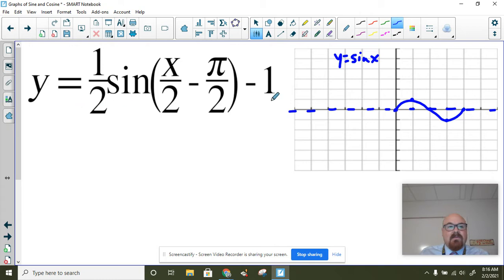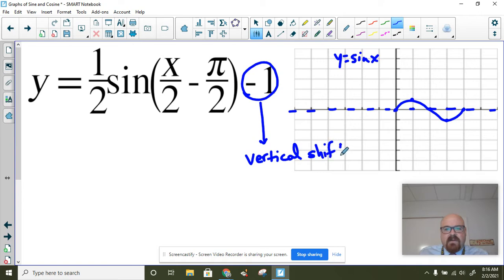What's happening here, right? Let's start on the outside. So we have this floating constant in the back. This is our vertical shift, okay? And a vertical shift takes the entire wave and just moves it up.